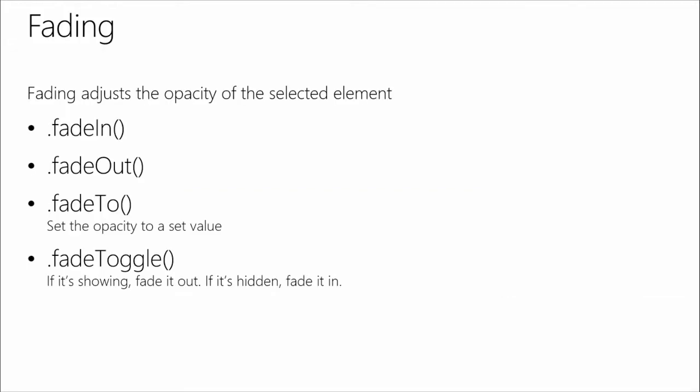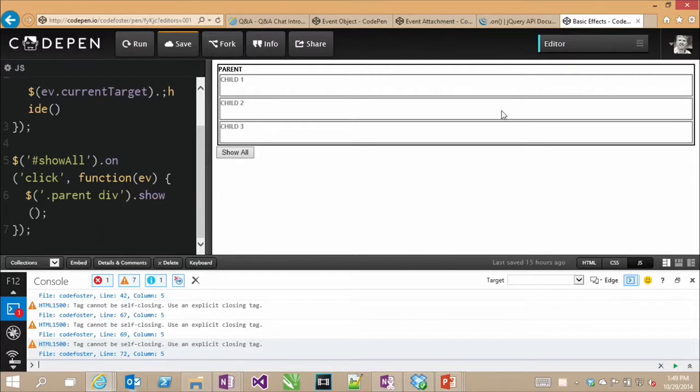The fading does almost the same thing, only it adds a little shine to it. Instead of just flashing and being gone and then flashing and coming into existence, when you use fade, it goes through a range of opacities until it gets to the value that you're interested in.